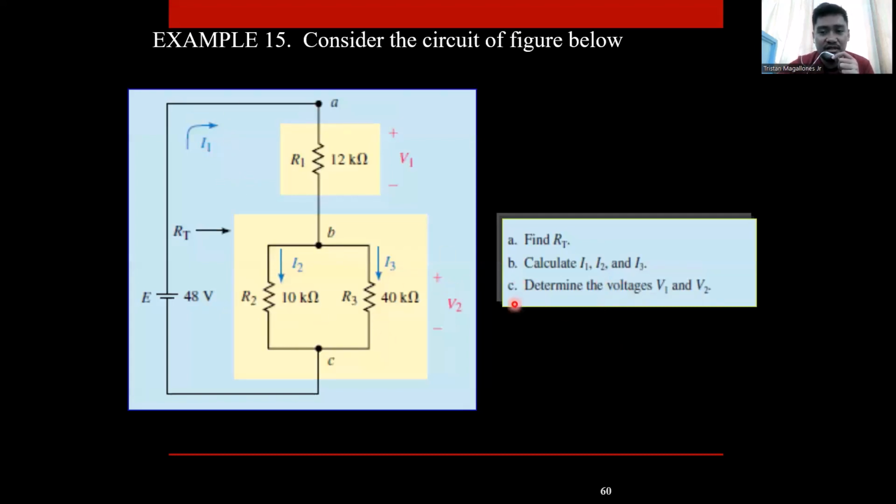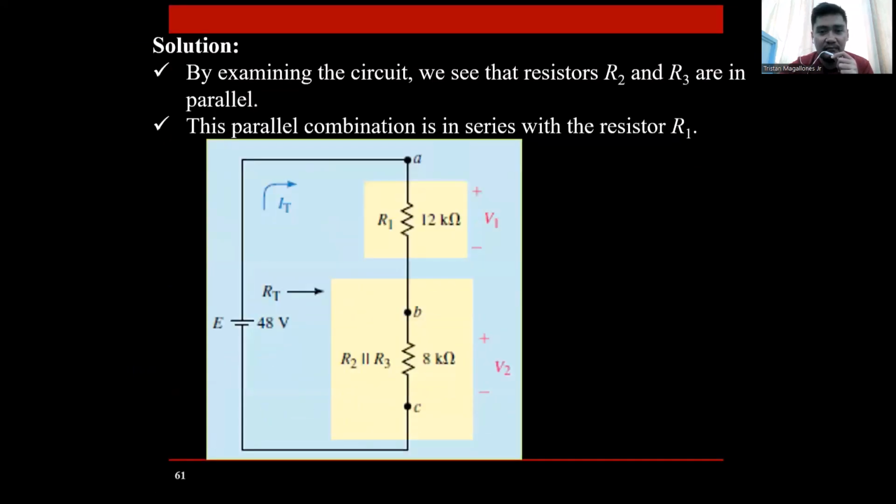Now, the voltages. Voltage 1 is the voltage across your R1. Voltage 2 is the voltage across your R2 and R3. The question is why there is only V2 and no V3. We know that R2 and R3 are connected in parallel. If they are in parallel, your voltage is the same at this point since they share a common point, so the voltage here or the voltage here will be just the same. So only V2 is represented. That is one of the things we will solve.